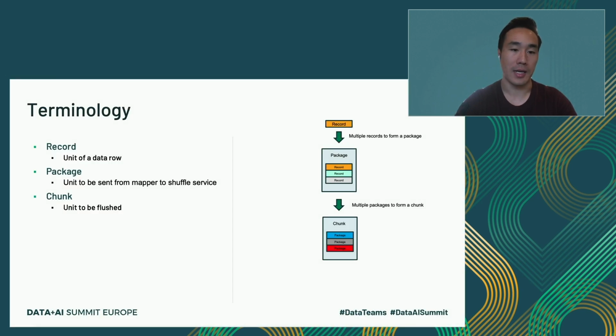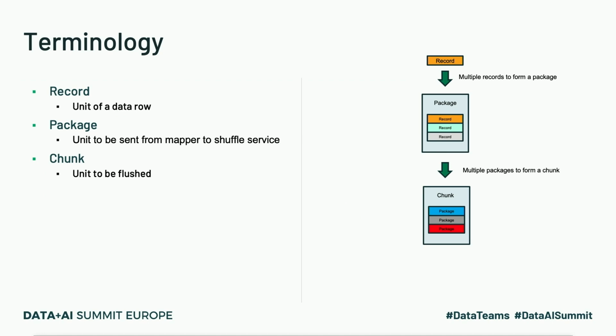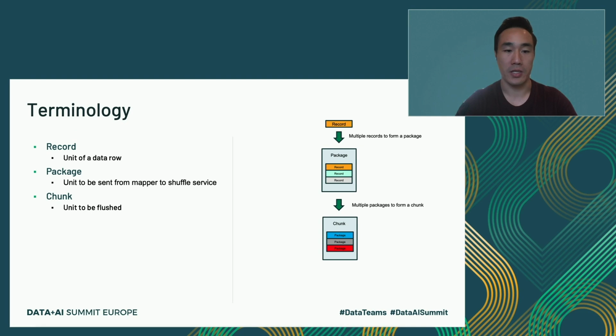First of all, let's clarify three terms I will use frequently in the rest of the talk, namely record, package, and chunk. A record is the unit of a data row, and multiple buffered records make up a package, which is the unit to be sent from the mapper to the Cosco shuffle service. Multiple packages buffered by the Cosco shuffle service make up a chunk, which will be flushed to disk as a file.